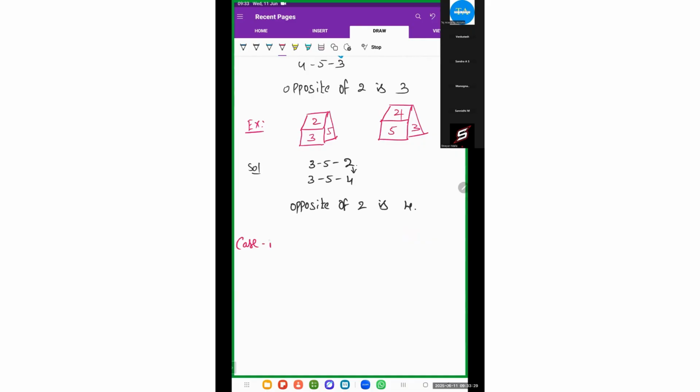Case three is nothing but when no sides are common. So none of the sides are common. When no side is common, such a case may be either a standard die or an ordinary die. Let me take one example.